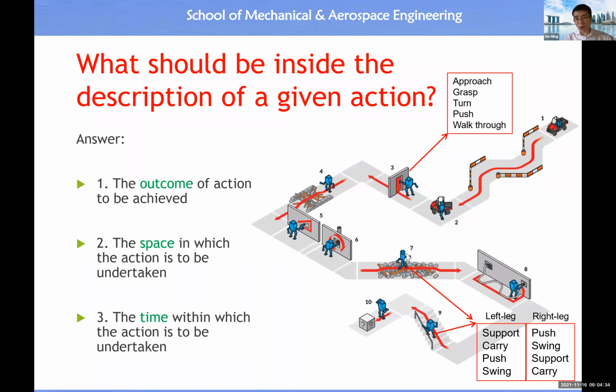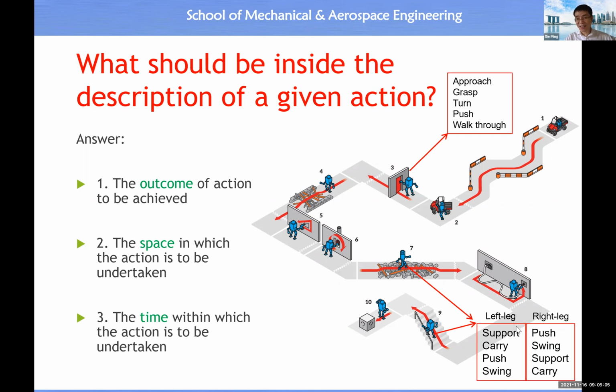Then for task 9 and task 7, you will see the challenges of undertaking biped walking. The actions involved in task 7 and task 9 include support by leg, carry by leg, push by leg, and swing by leg. Since the robot has two legs, we must plan the pair of actions by a pair of legs.